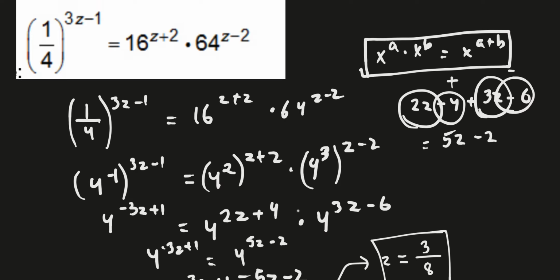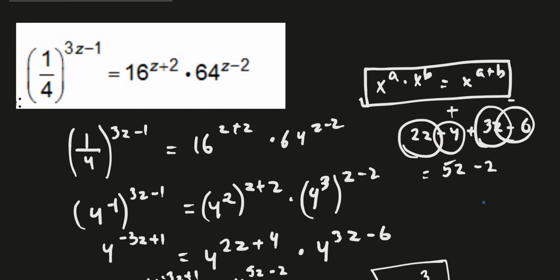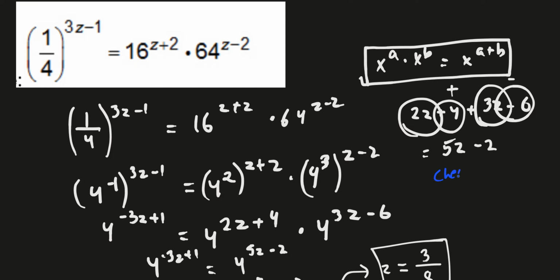That's your answer. We can obviously do a quick check step, right? Our quick check step, when we do this in a different color. So our quick check step here. And if we were to do our check step, we would have 1/4 raised to 3z minus 1. So that's going to be 3 times 3 is 9. 3, 6, 9 over 8 minus 1, which is going to be 1 over 8.